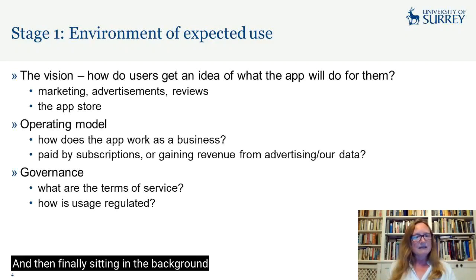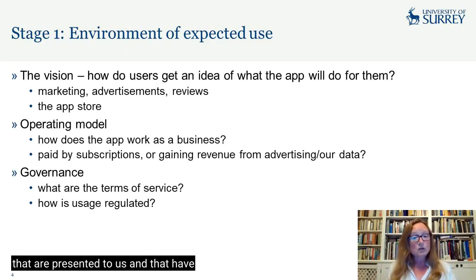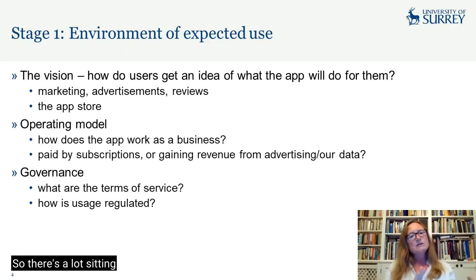And then finally, sitting in the background are also the regulation and governance of an app. So the kind of terms and conditions that will be there in the small print that are presented to us and that have to comply with national and international regulations about how data is collected and used, what kind of consent is expected from users. So there is a lot sitting prior to our actual use of an app.